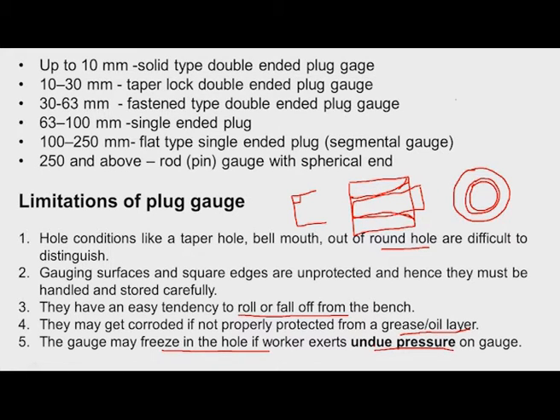So what the operator should do, say we have a hole like this, the go side of the plug gauge should be just held here, so that it moves inside without exerting any pressure, due to its own weight it should enter. So that is the practice followed in the industry, and if it is not entering, undue pressure should not be exerted. And if required, before using we may apply some thin oil, so that it easily flows into the hole.